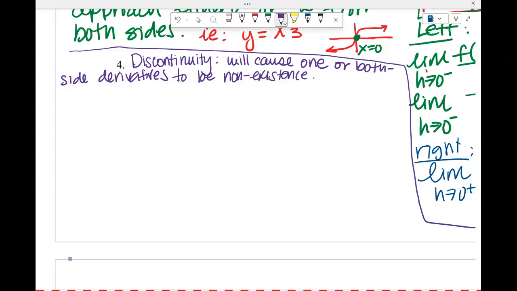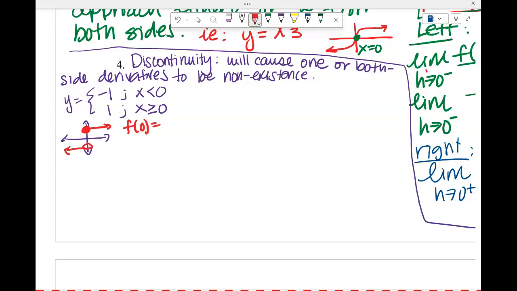So let's do something easy. Y equals a piecewise function: negative 1 when x is less than 0, and 1 when x is greater than or equal to 0. If we were to sketch this out, when x is less than 0, y is negative 1, non-inclusive at 0. When x is bigger than 0, including 0, y is going to be that way. So f at 0 is 1.